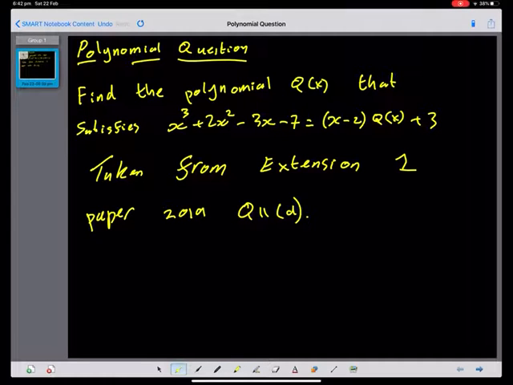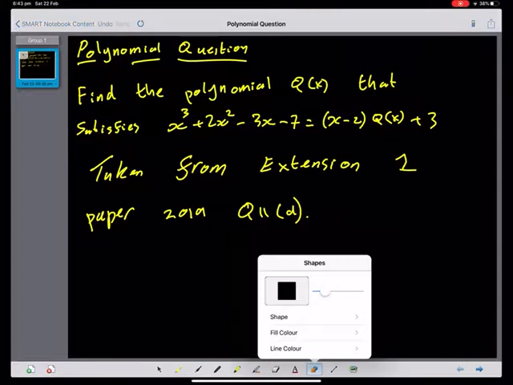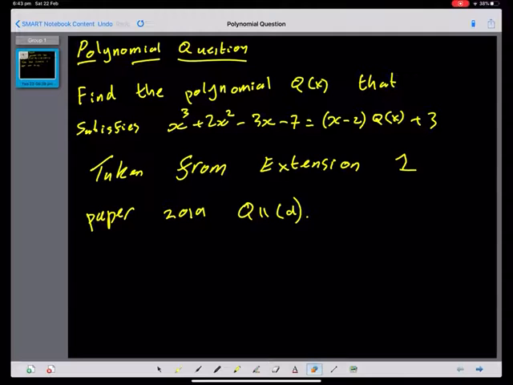Okay, so I've just taken a nice polynomial question from the Extension 1 paper 2019, and this is question 11D. I like this question because there are two methods to find the polynomial q of x, and one of the methods, which I think is quite clever, is using coefficients. So let's have a look at this question.